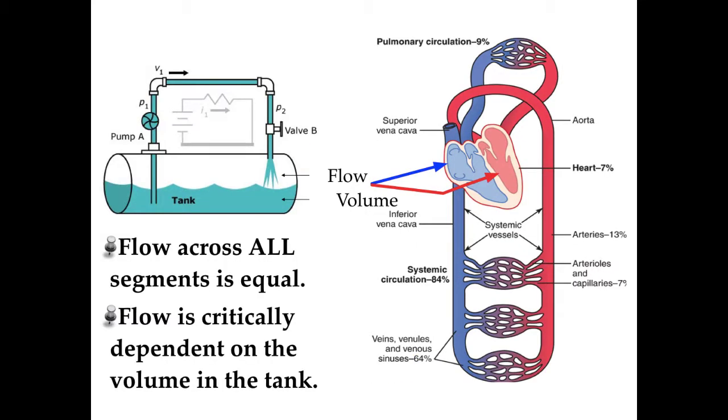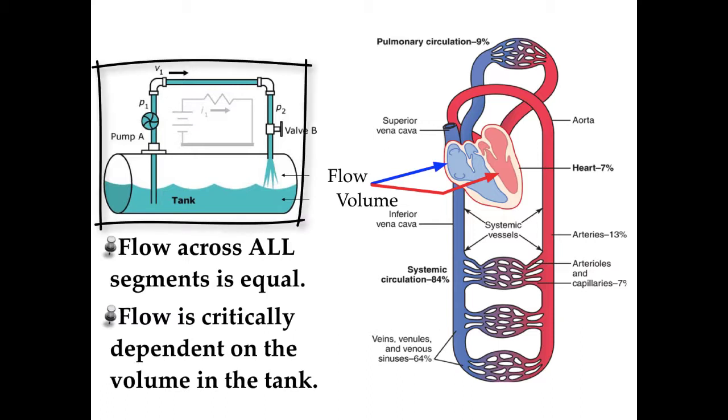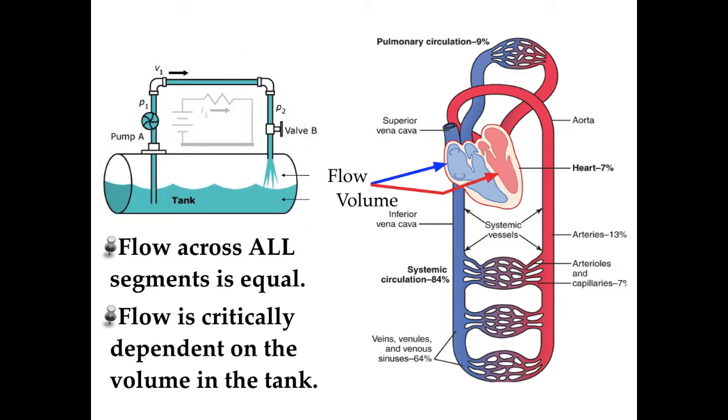Thus, in essence, the cardiovascular system is a closed-loop circuit and can be considered analogous to this closed tank. Just like any closed-loop circuit, a couple of conclusions are obvious. First, flow across all segments must be equal. That is, whatever flows through the aorta must flow through the arterioles, capillaries, venous side, and return back to the heart. Second, flow in this closed loop is governed by volume. Higher volume will result in higher flow and vice versa.